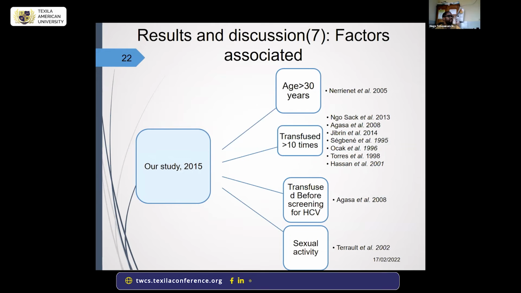In 2005. Blood transfusion before the advent of screening in 2005, and sexual activities were all associated risk factors that were identified during our study for hepatitis C infection. And these were all in accordance with what was found in the literature, as we have the references.